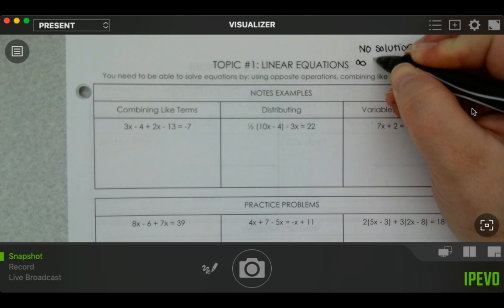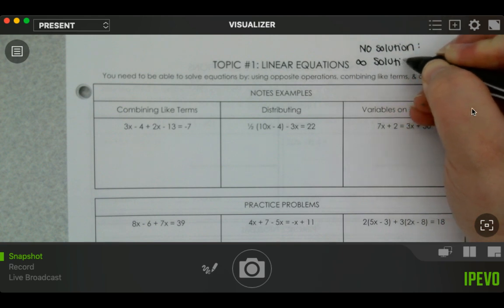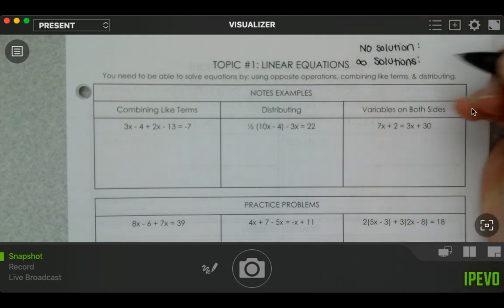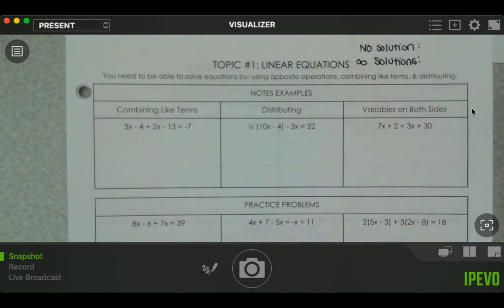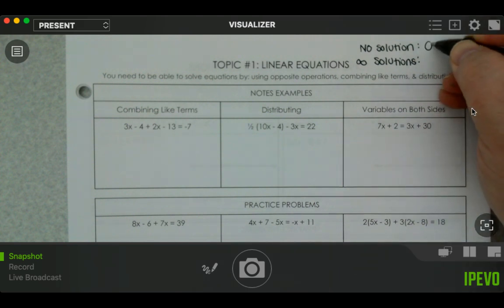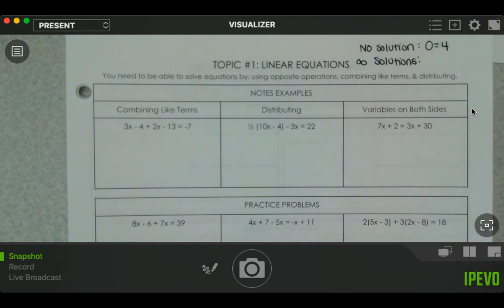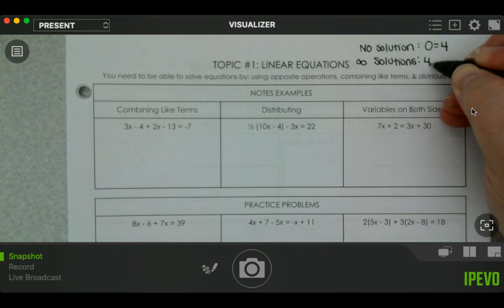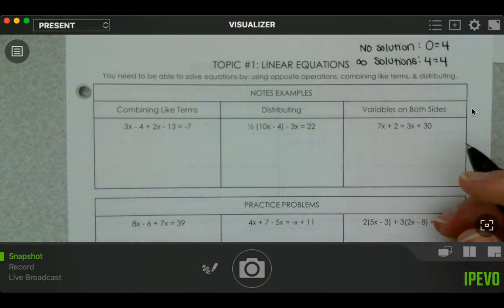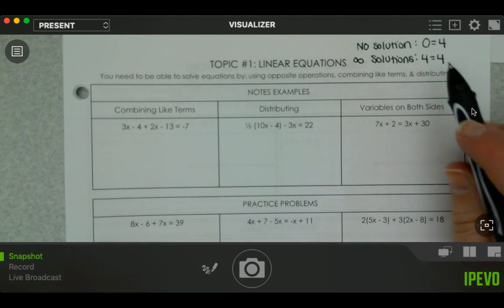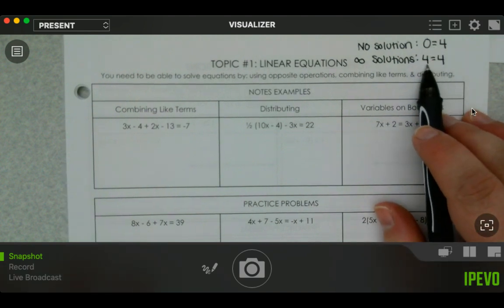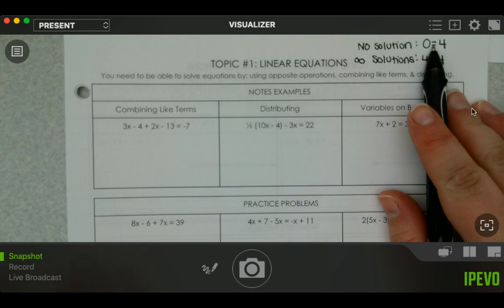The only thing I'm going to add a little note about that I forgot to leave in there was no solution and infinite solutions. No solution is when the variables go away and you have two numbers left that aren't the same, like 0 equals 4. Infinite solutions is if you have the same number left, like 4 equals 4. Notice how there's no x's left. If it's the same number, it's infinite solutions. If it's not the same number, it's no solution.